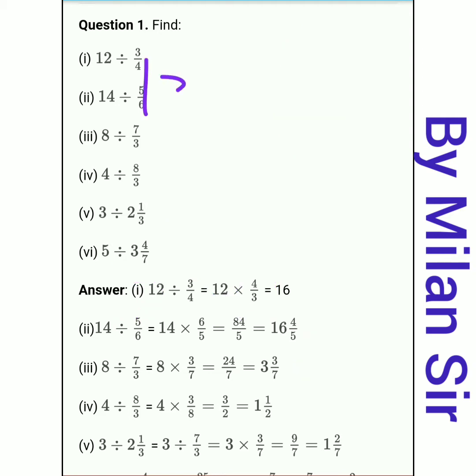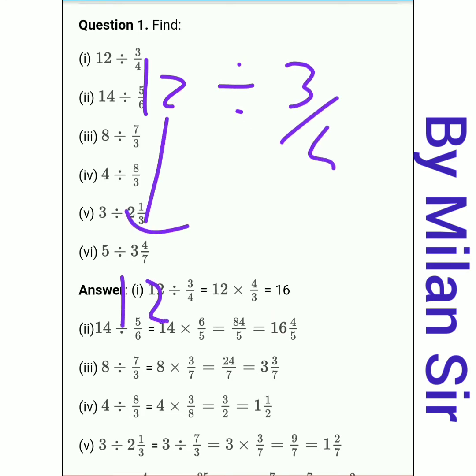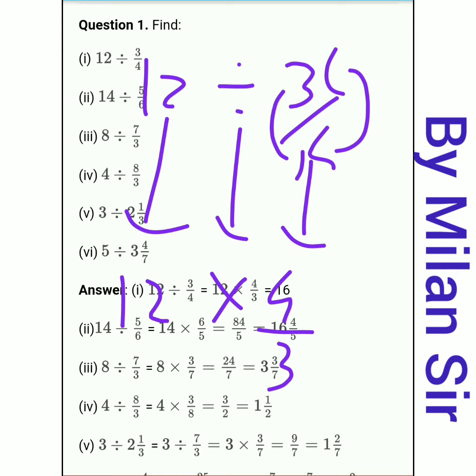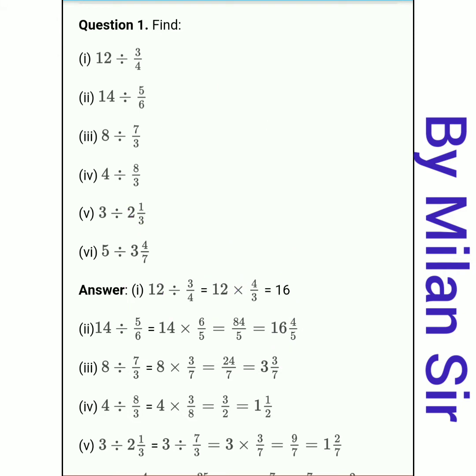Again, 12 divided by 3 by 4, so 12 remains as it is, first number as it is. Then here in place of division, multiplication, and here we need to take reciprocal of denominator. That means 3 by 4 becomes 4 by 3. Change the numerator and denominator, 4 here and 3 here, so 4 by 3. Now why?